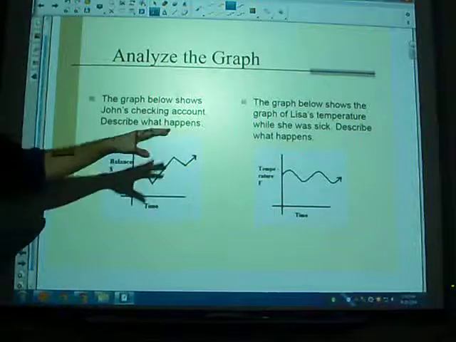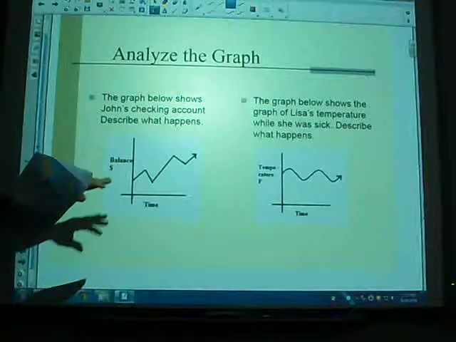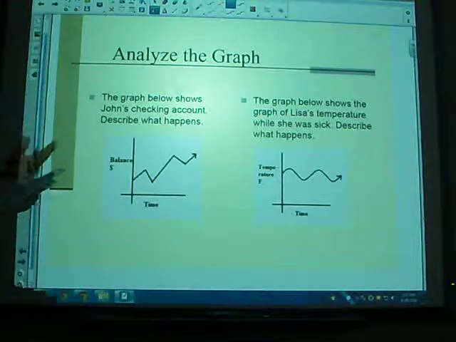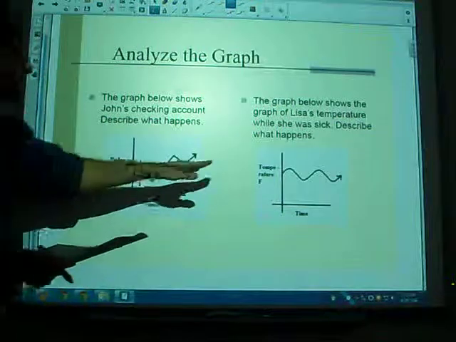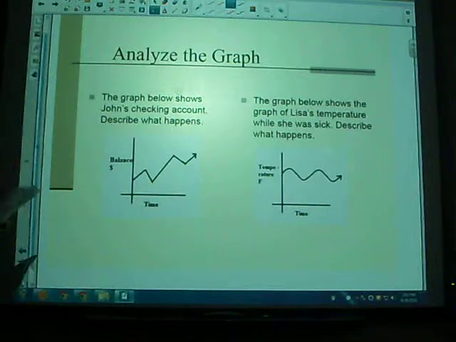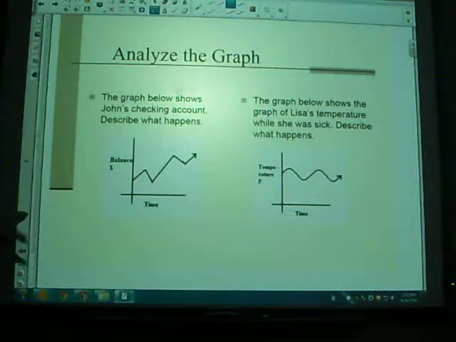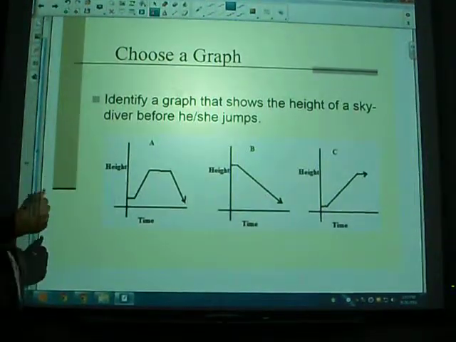So these two graphs, I will let you think about those by yourself, what they mean, and maybe come up with some kind of a situation, what happens in both of these situations. And maybe the substitute teacher can pause the video while you're doing that. And we'll just finish up our lesson with choosing the correct graph.